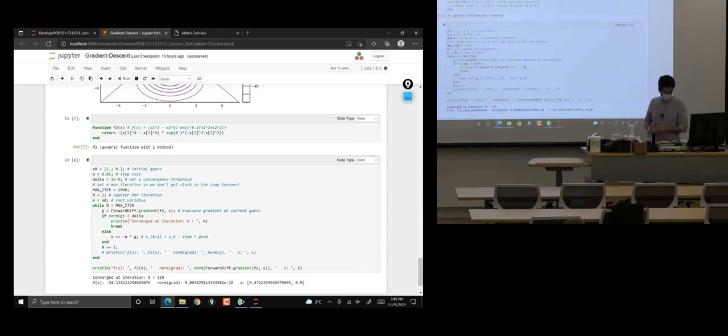So that's the lecture for today. Next time, we will talk about second order methods, Newton's method, and hopefully the Gauss-Newton method.